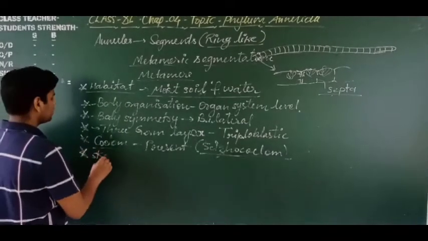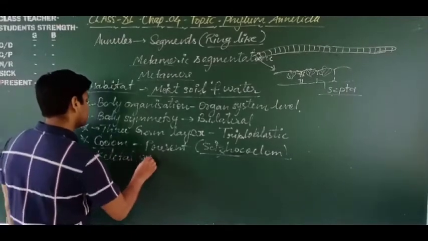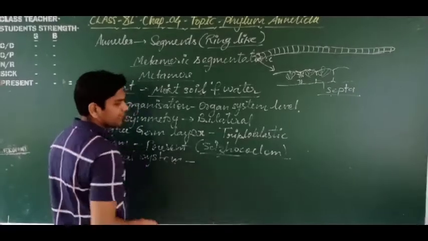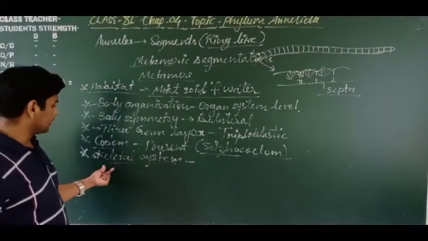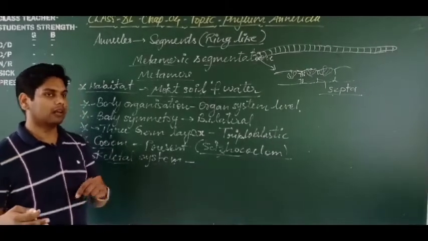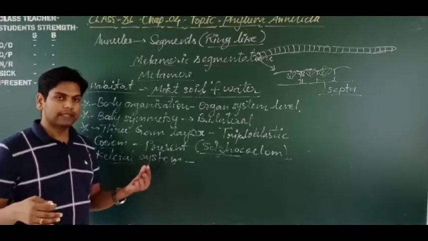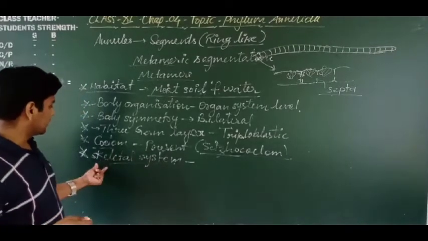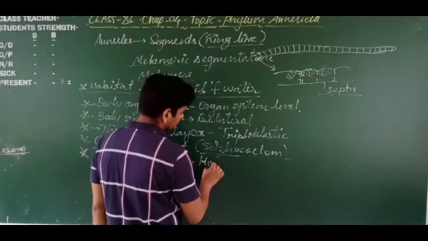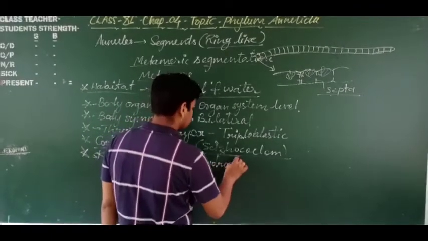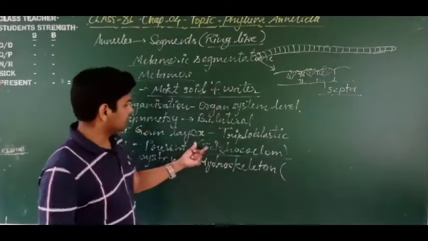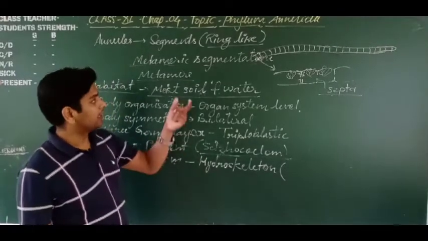Skeletal system. So you know, in this coelom, a skeletal system is present, and this skeleton is not the exoskeleton, nor the endoskeleton. This is known as the hydroskeleton. What is it? This is the schizocoelom, or the coelom of the animals.